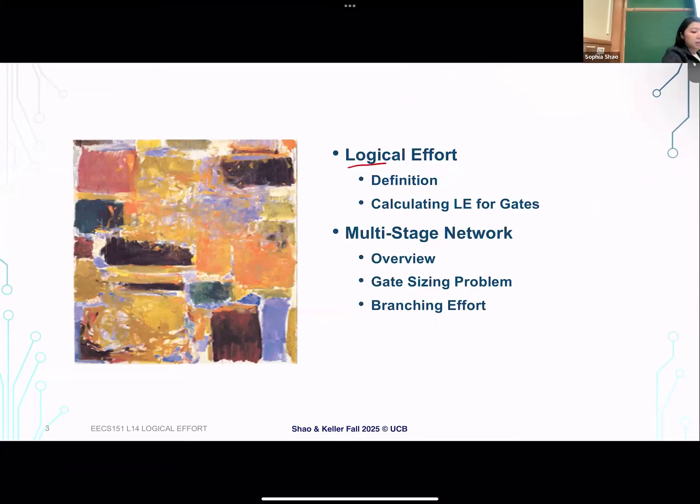We'll talk about the logical effort concept. Again, this is a concept people introduced to make it easier to do first order approximation for a chain of delays with more complex gates. We'll talk about how we calculate that. And after that, we'll talk about how we extend our inverter chain analysis into this kind of multi-stage network that can be composed of inverters but also other complex gates, and how we do the delay optimization.